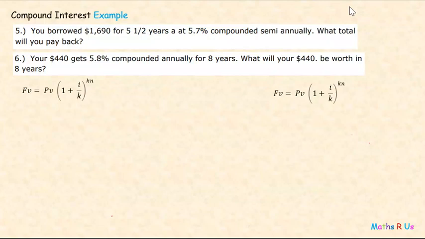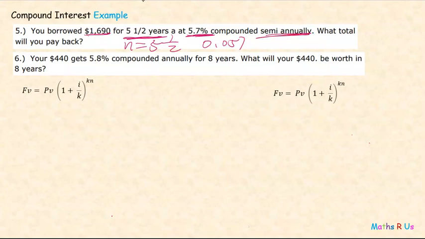You borrowed $1,690, and that's for a 5 and 1 over 2 year loan. So n equals 5 and 1 over 2. And this is your compound rate, 5.7%. We convert to decimal, it's 0.057. And the compounding is semi-annual, that's half year. So that's why it's divided by 2, because there are 2 half years in 1 year. In this case, k equals 2. So find your total amount.